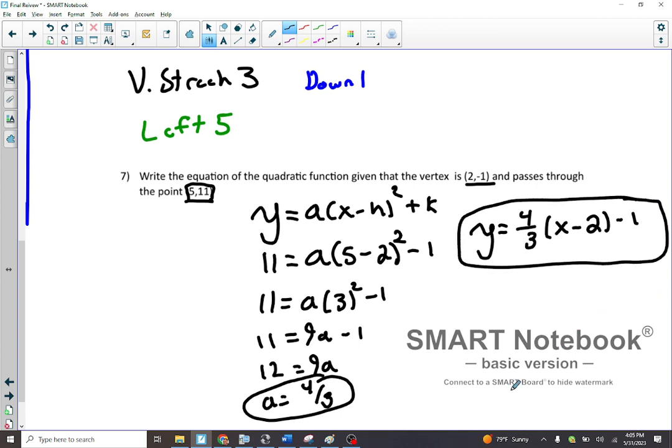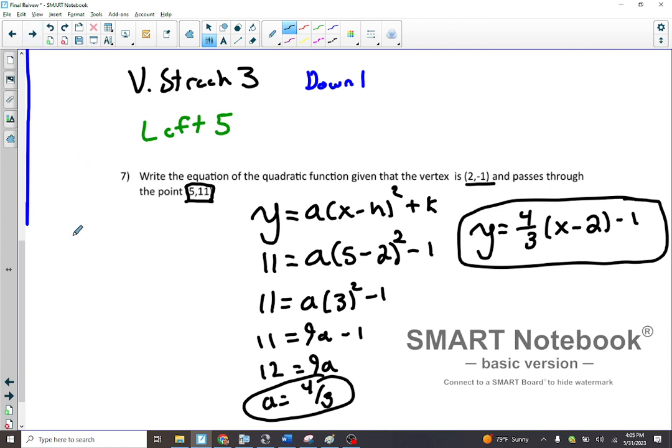In terms of multiple choice, I would have it like this. I would have it where 1 and 2 are swapped. I probably would have it where I put 5, 11 for where the vertex is. And I probably would have it as if 5 and 11 was the vertex and 2 and 1 were the other values. That would be my multiple choice questions.